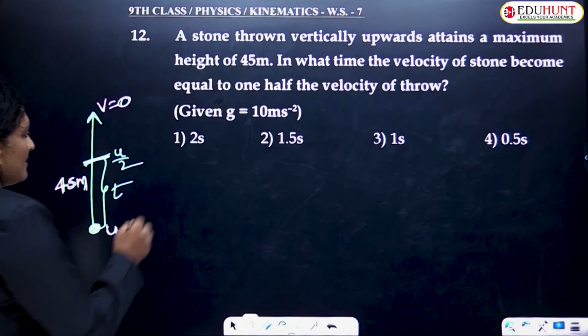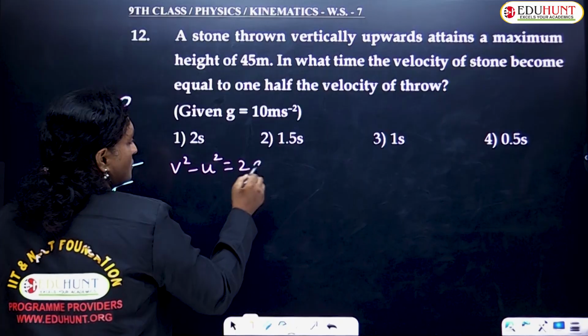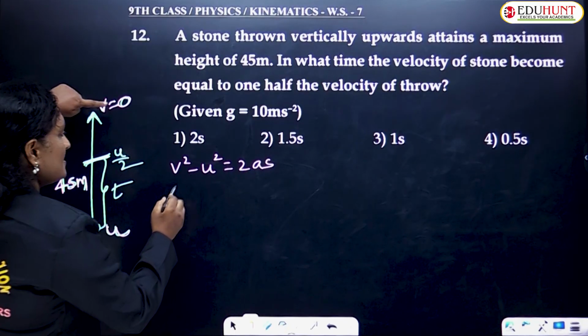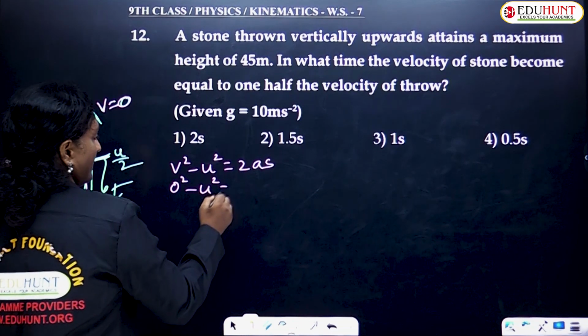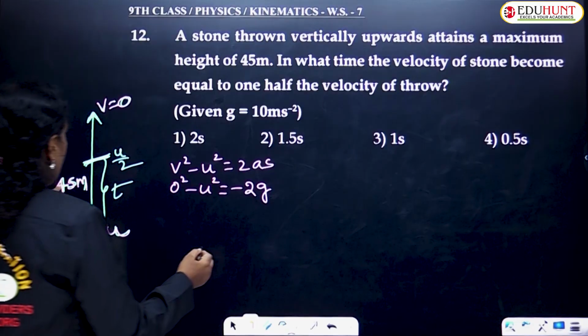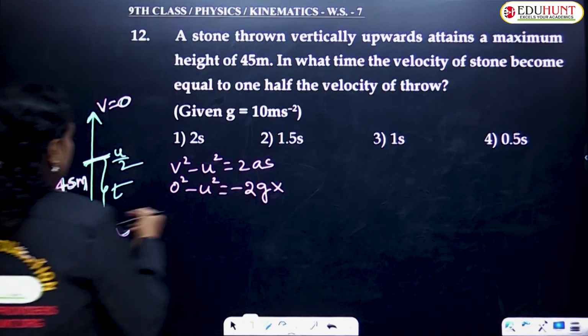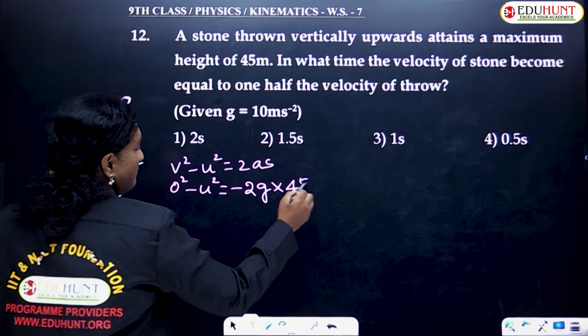What formula do we get, children? v square minus u square equals to 2as. Final velocity is how much? 0 square minus initial velocity u square. Upward motion acceleration is taken as minus g, and height is taken, displacement is from here to here. Height is nothing but that is 45 meters.